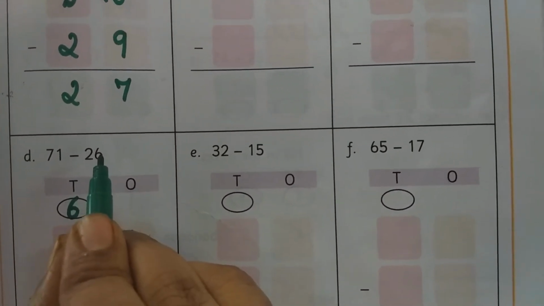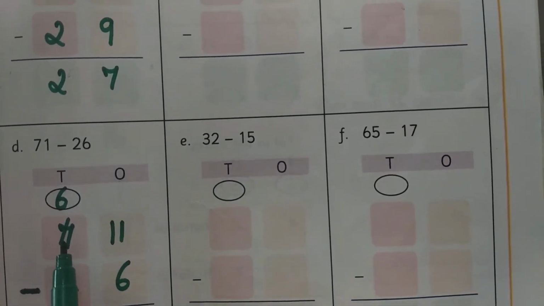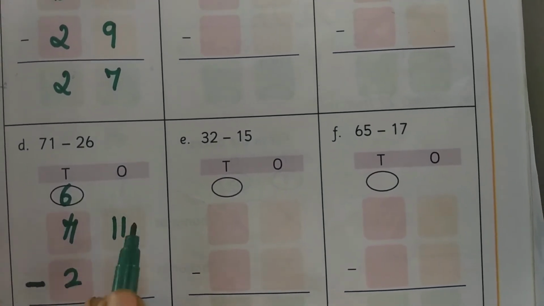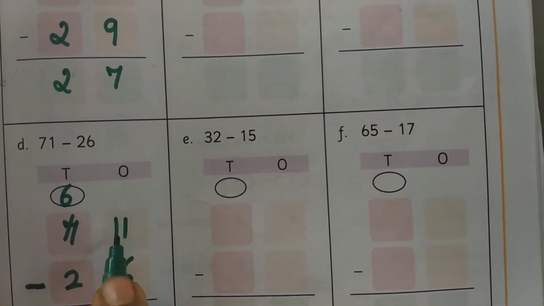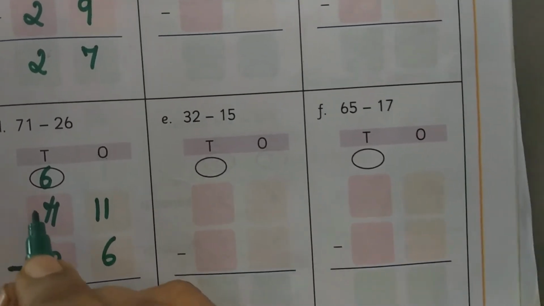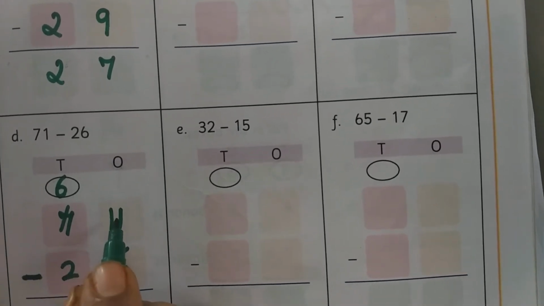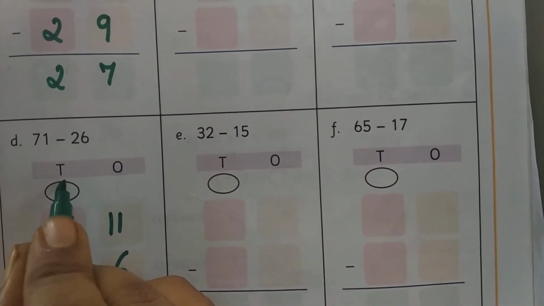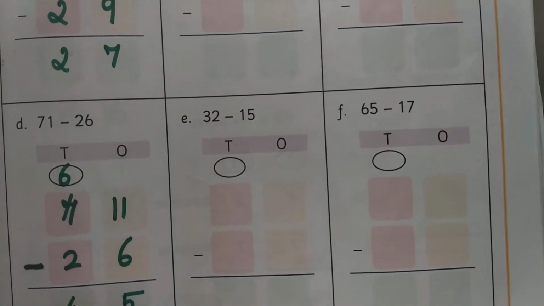You cannot subtract. So what do you have to do? As usual, you will be getting borrow. If you borrow from the tens place, in the ones place the number will become 11, and in the tens place the number will become 6. We gave 1 ten to the ones place, so the number will become 6, that you can write in this box. Now 11 minus 6, 5.